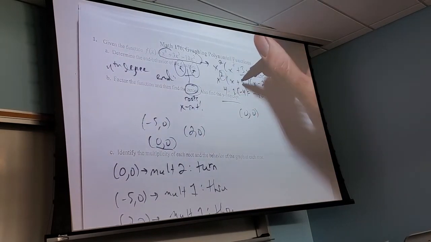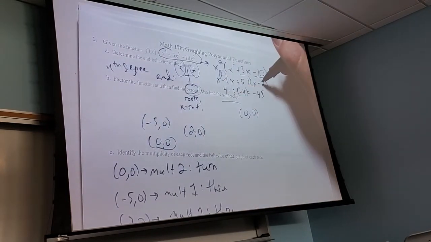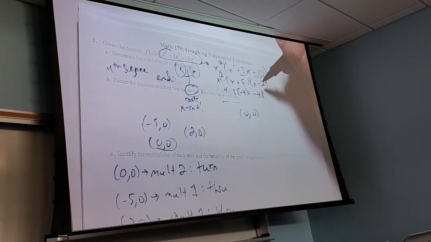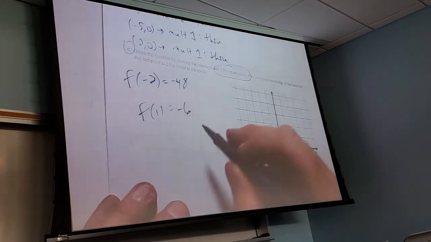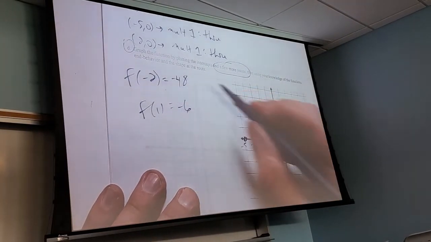1 squared is 1. 1 plus 5 is 6. 1 times 6. 1 minus 2 is -1. -6. And again, you can plug it into this guy too. Doesn't matter. So I know f of 1 is -6, and f of -2 is -48.